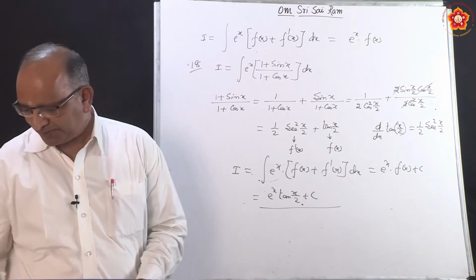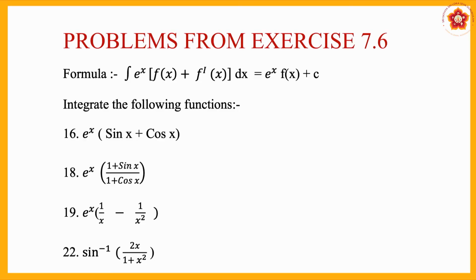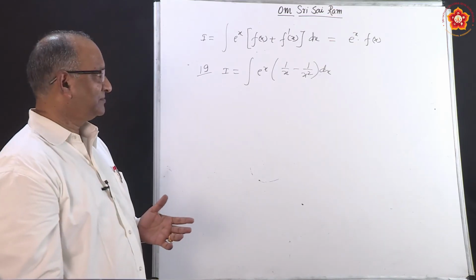Let us move to the next problem. Next is quite simple again, I equal to integral of e to the power x into 1 upon x minus 1 by x square dx. Quite simple problem it is.